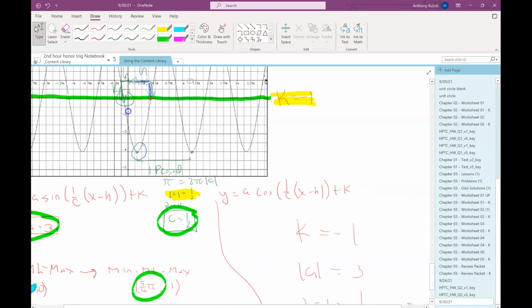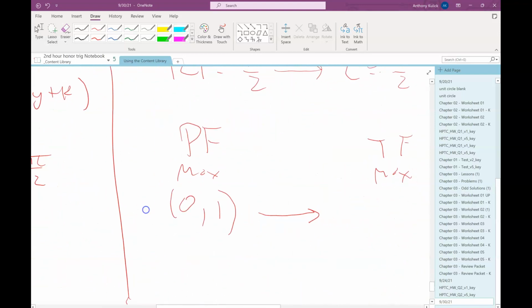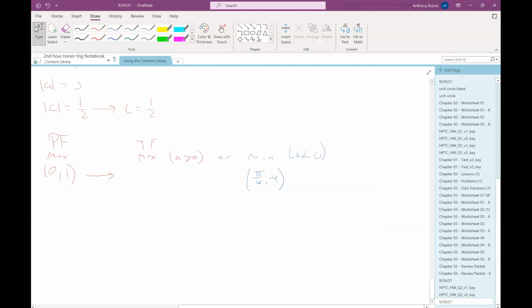And that point was, what was that again? That is 1/6 pi and -4. So I can say then that Cx plus h is equal to pi over 6, or just the h is equal to pi over 6.